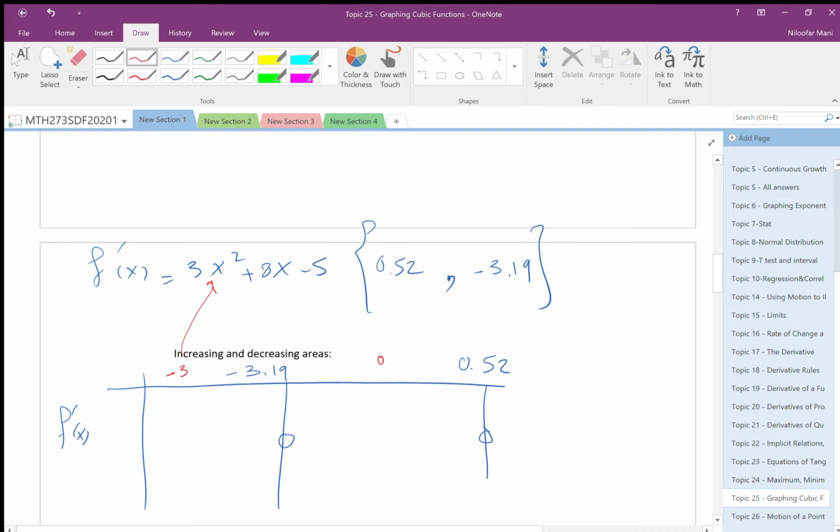When I put 0 here, I see it's minus 5. See, it's 3 times 0 squared plus 8 times 0 minus 5. It's negative. I check 1 here, for example, which is after that. I can teach you a method to say before, after, and between, but I don't want to go into those details.